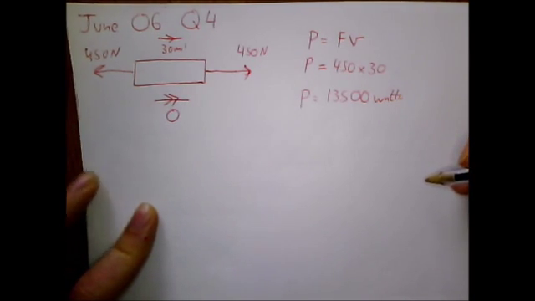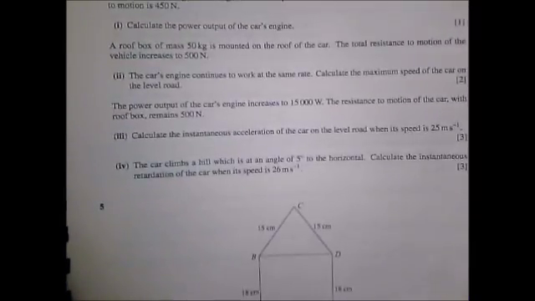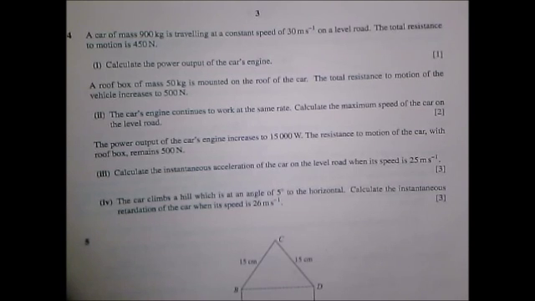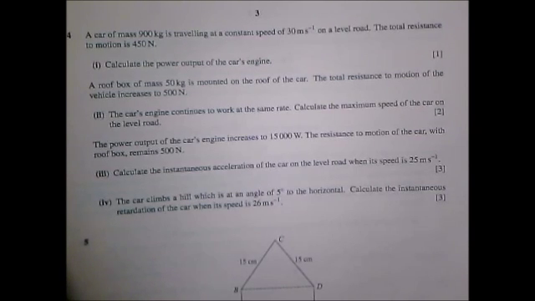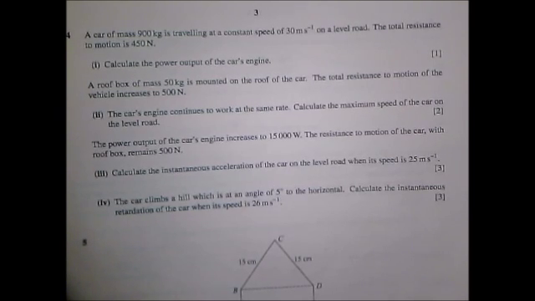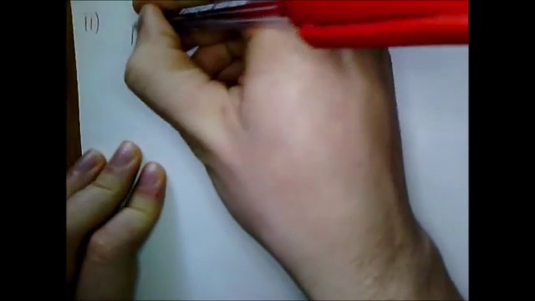Okay, that's part 1. For part 2, we are told that a roof box of 50 kilograms is mounted on the car, and our total resistance to motion is increasing to 500 newtons, and our car continues to work at the same rate, so its power remains the same. We want to calculate the new maximum speed of the car on this level road. So a new force diagram is going to help us here.